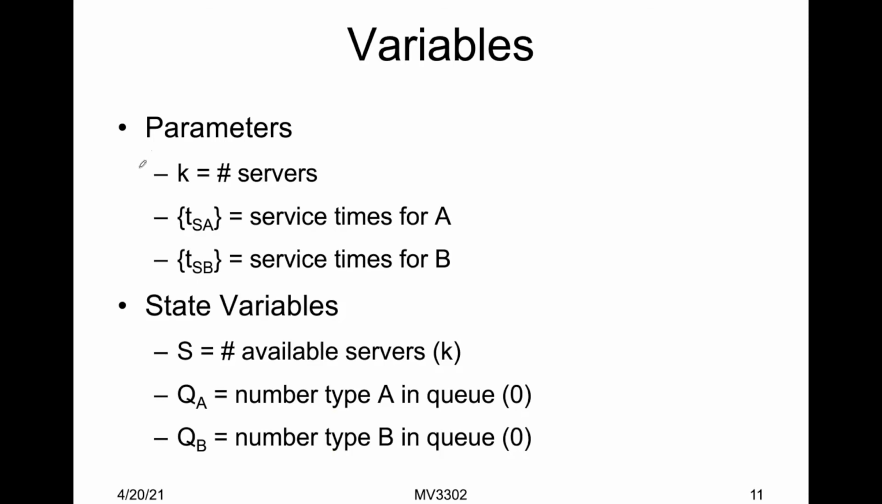So a lot of times the easiest way to go forward is to not worry about arrays and just do things in a brute force way. So again, we have the K servers. We have different service times for our type A and type B. We have a number of available servers, initially K, and then two types in the queue.